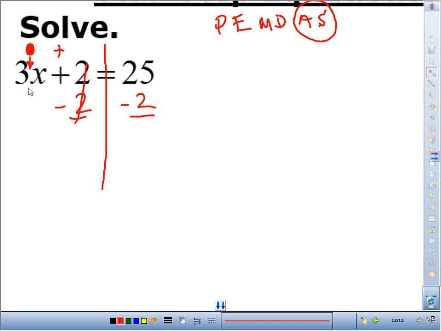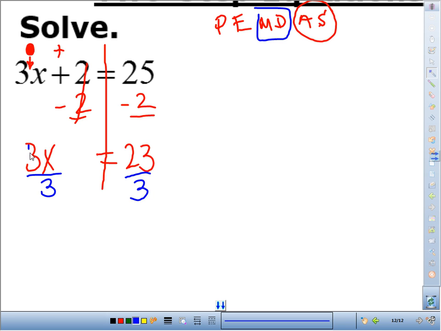Copy that. So I bring down the 3x equals 23. Next, am I done leaving x by itself? No. Now we go with multiplication and division. So here's multiplication by 3. What is the inverse of multiplying times 3? Divide by 3.